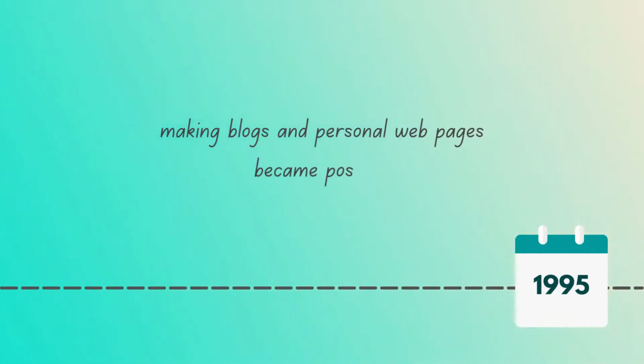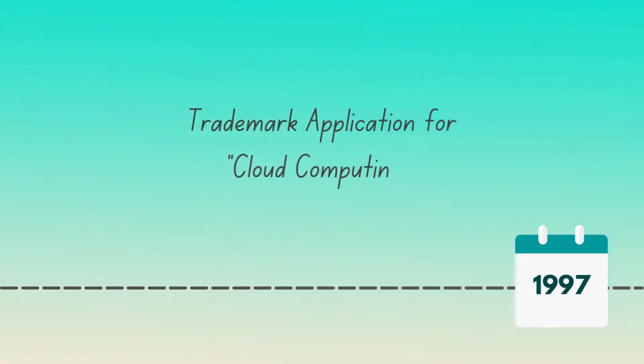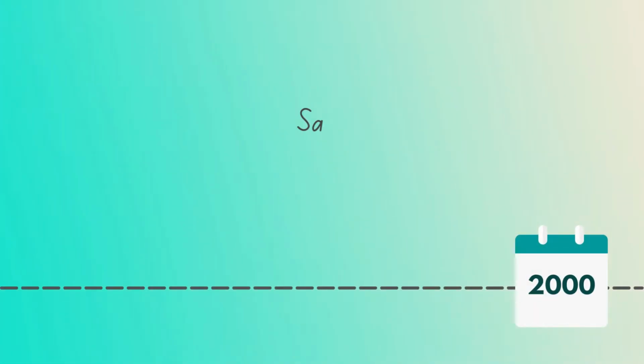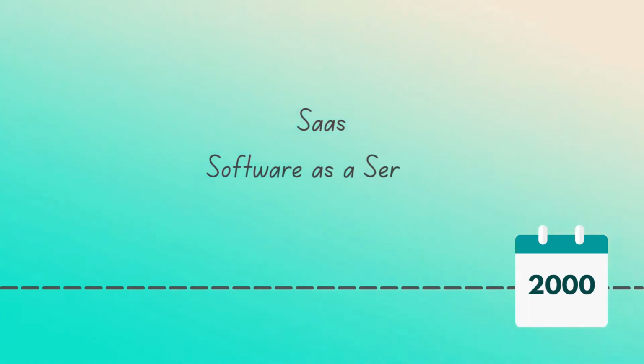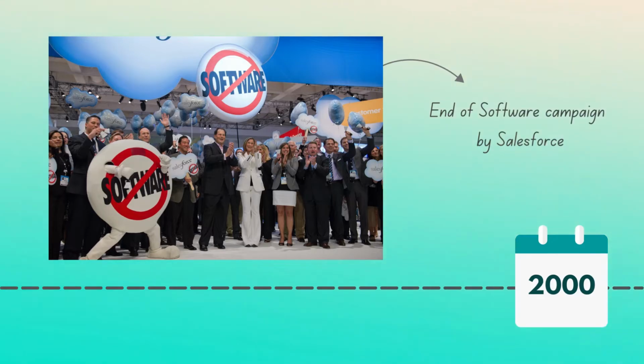Then came the mid-90s, and it became possible for people to create blogs and personal pages through some websites. Then in 1997, a trademark application was submitted for the term cloud computing. A system that allows many low-code no-code platforms and other popular software to operate today. In the year 2000 SaaS, which means software as a service, started to pick up steam when Salesforce ran a campaign called the End of Software.